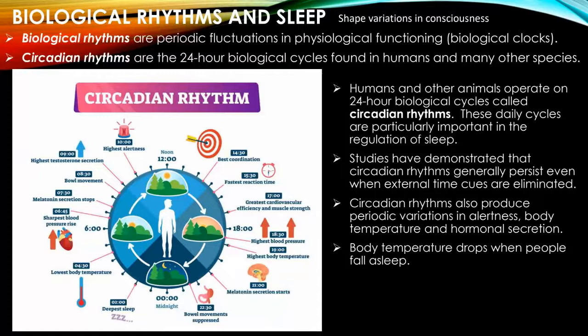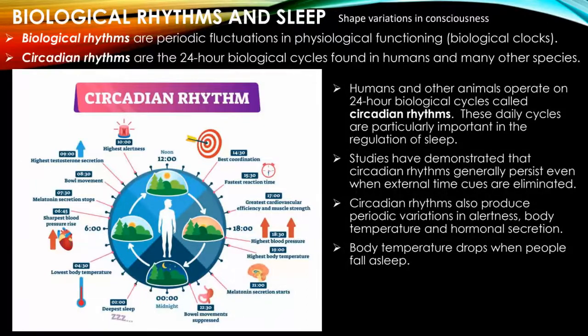About 6:45 in the morning, our blood pressure is starting to rise. The hormone melatonin that helps us sleep, that secretion stops. Sometimes we go to the loo at about 8:30. Some people have very specific bowel movements in their circadian rhythms. And we move through the day. So maybe in the mid-morning, at 12 noon, is when you have your highest alertness. Maybe in the afternoon you have your best coordination at about 2:30. At 3:30 is your fastest reaction time. At 5 o'clock, greatest cardiovascular efficiency and muscle strength.